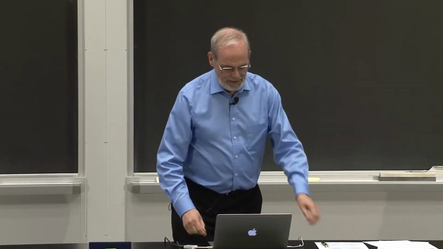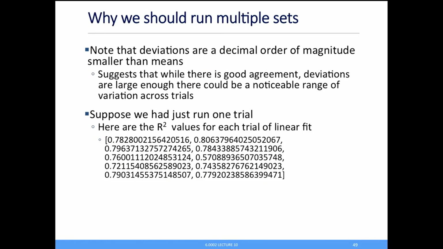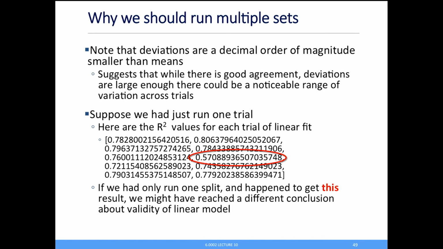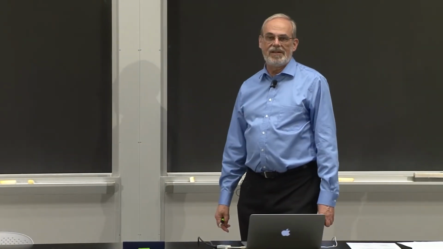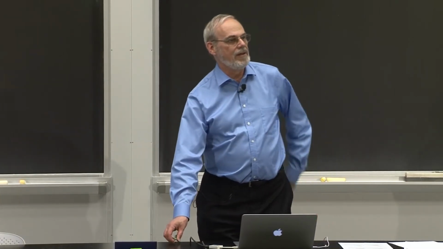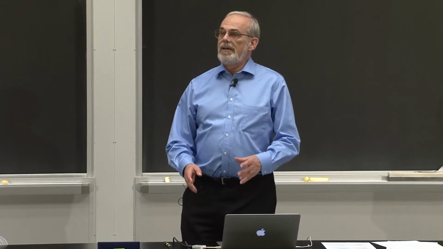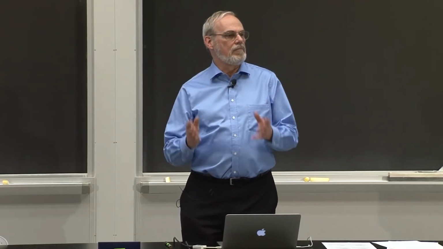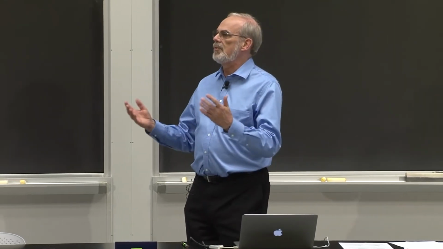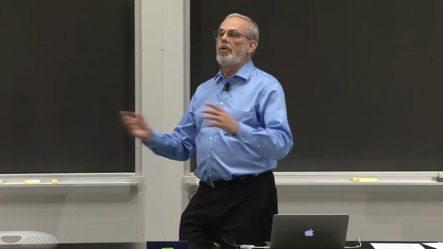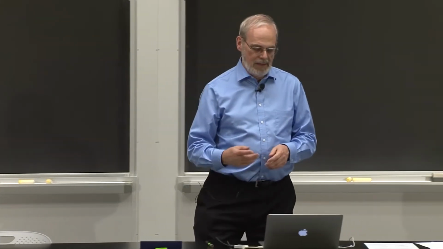Here are the r-squared values for each trial of the linear fit. And you can see the mean comes out pretty well. But notice, if I'd only run one trial and I happened to get that one, oh darn. That's a really low r-squared value. And we might have decided in this case a different conclusion, that the linear fit was not a good fit. So this is a way of saying, even in random sampling, run multiple trials. Because it lets you get statistics on those trials as well as statistics within each trial. So within each trial, I'm doing a whole bunch of different random samples. I'm measuring those values. And then across those trials, I'm seeing what the deviation is.